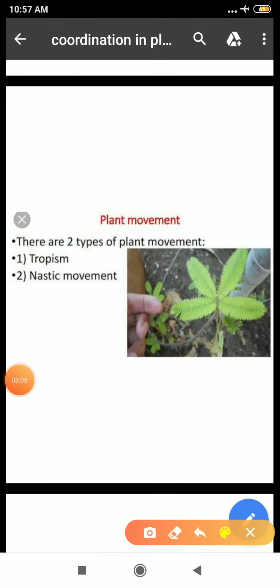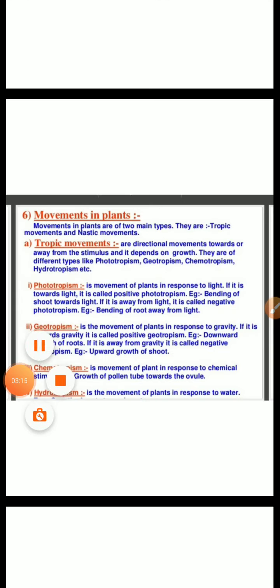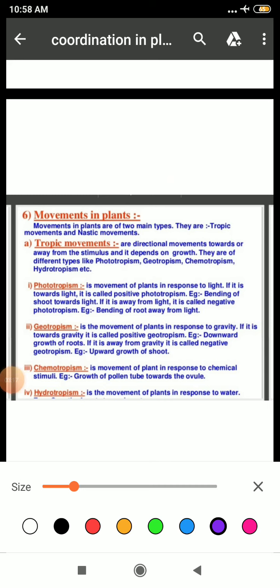So I have told you that plant movement is of two types: tropism or tropic movement, and second, nastic movement. After that, tropic movement is of four types: phototropism, which I have told you about, then geotropism, chemotropism and hydrotropism. I am sure you have a clear idea, but it would be clearer if I show you the diagram.